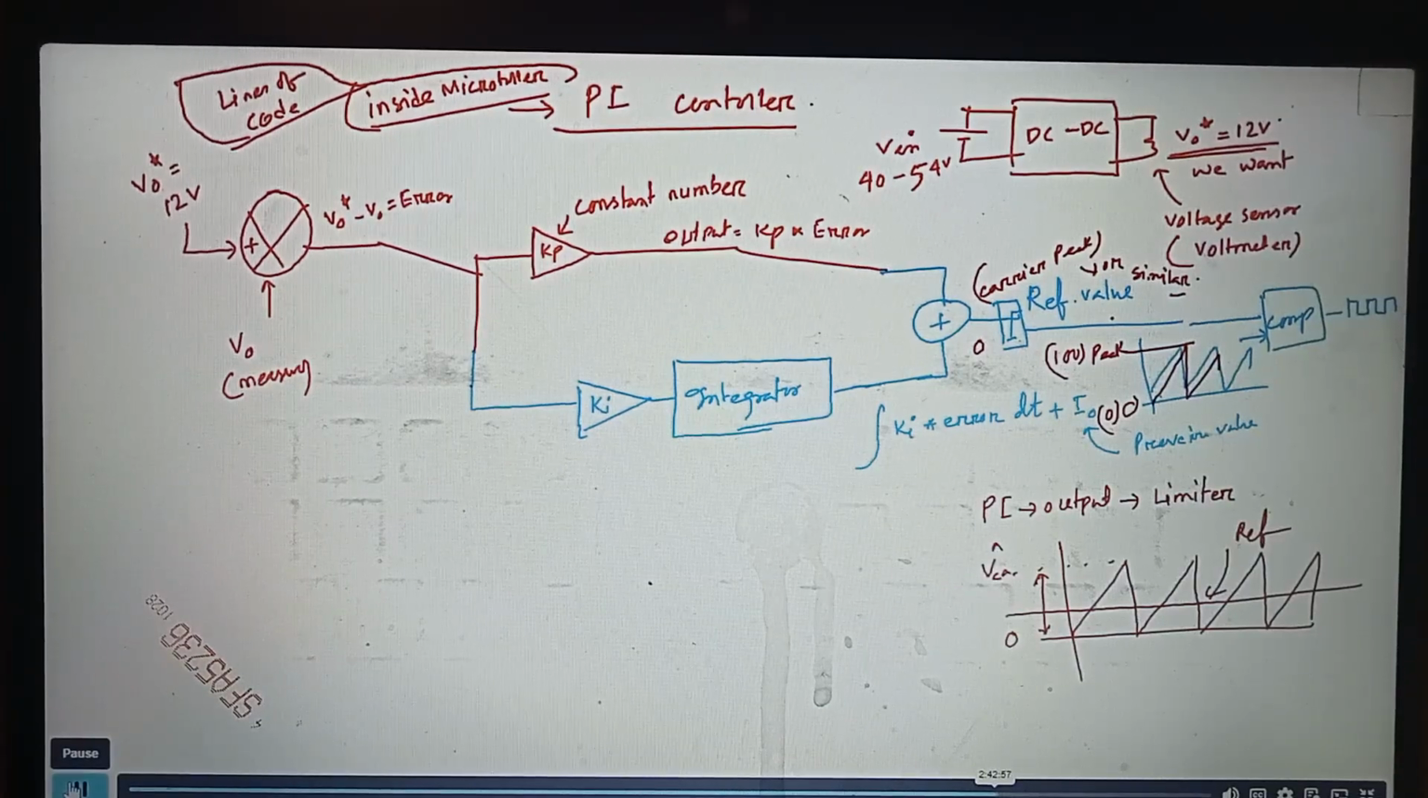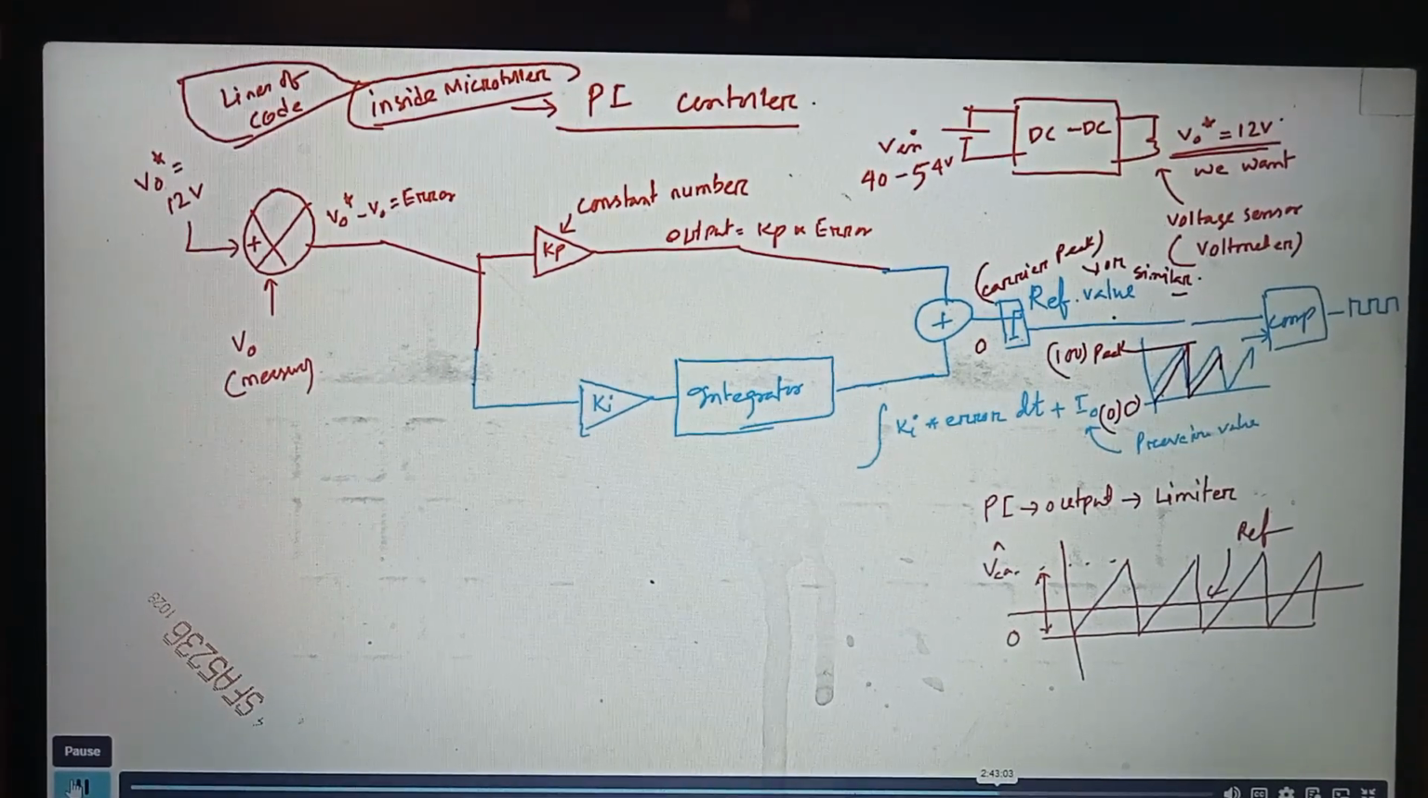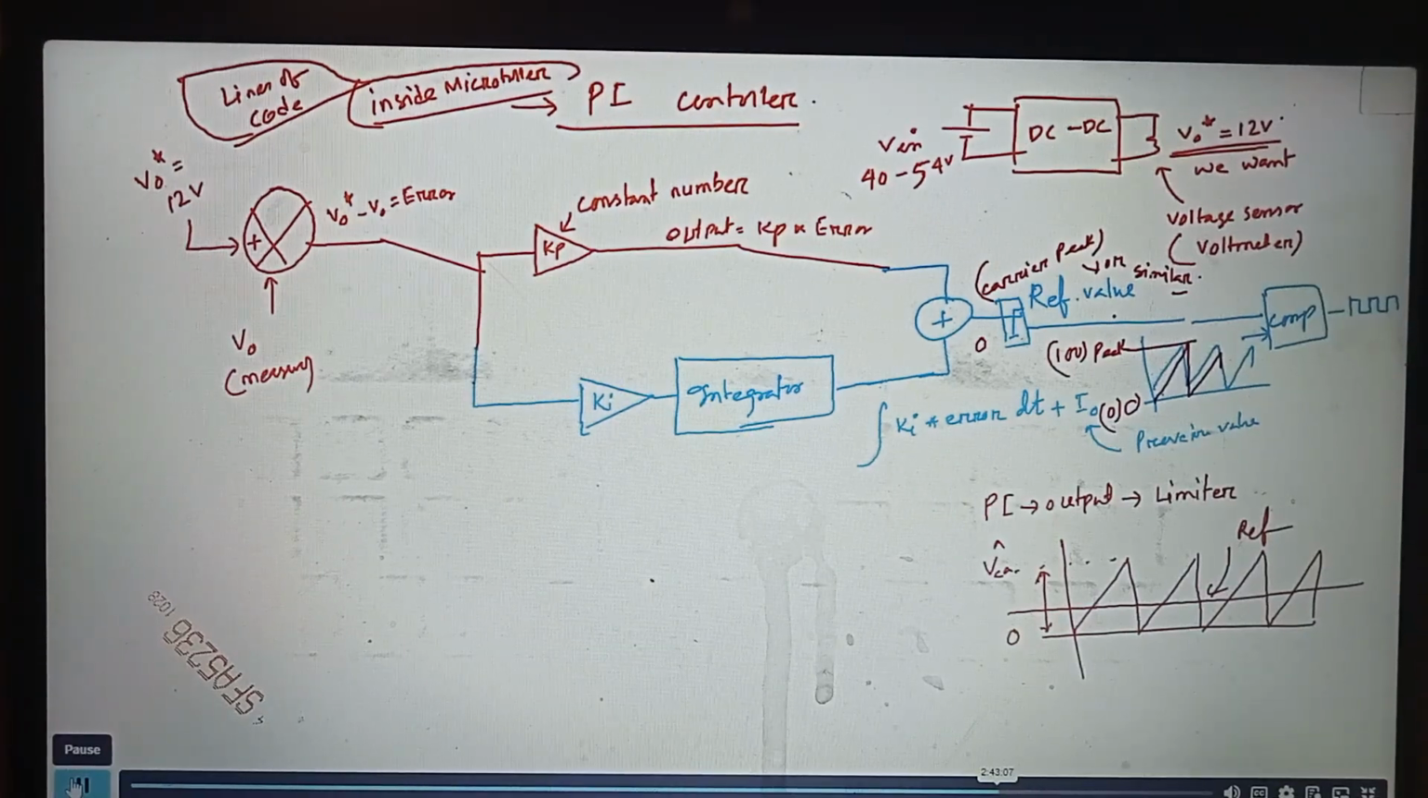Sawtooth signal is varying between a range, right? So I want my reference signal to be within that range. There is no point in generating a reference signal which is much higher or much below my carrier range. So that limiting function will be done by the limiter, okay?